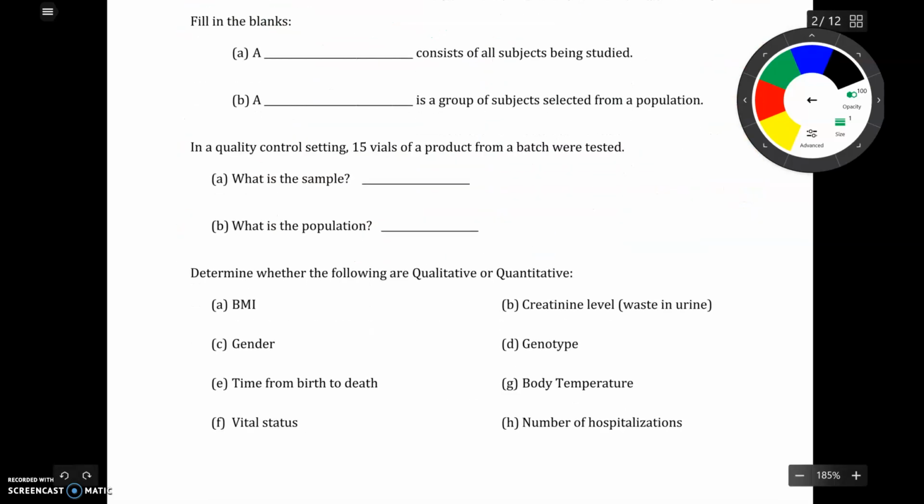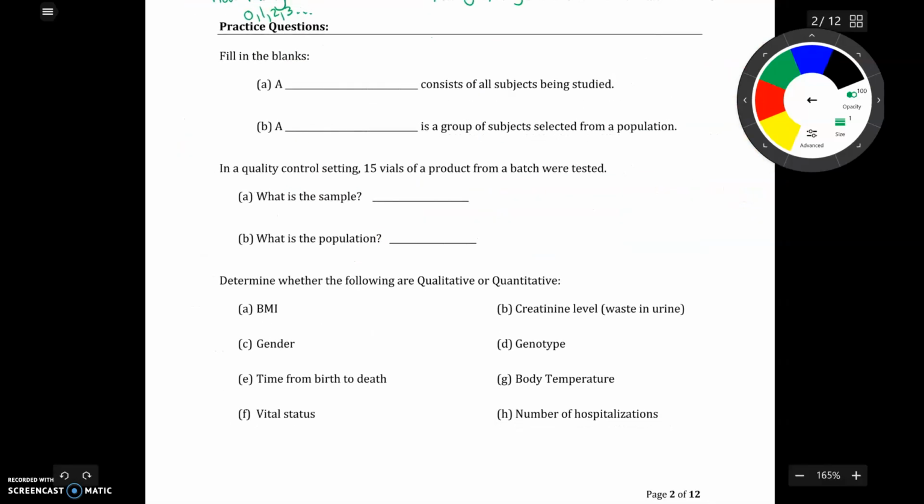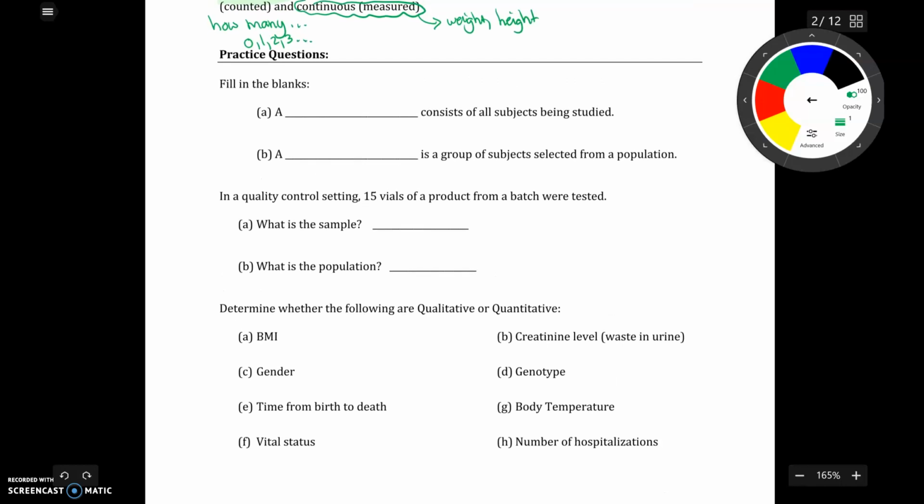So before we move on to the next little bit of terminology that we need to know around sampling techniques and how data is collected, there's a few practice questions here for you to try and get used to that terminology that we've introduced. So pause the video, try and fill in these blanks or categorize, and then press play once you've given it your first shot and check your answers.